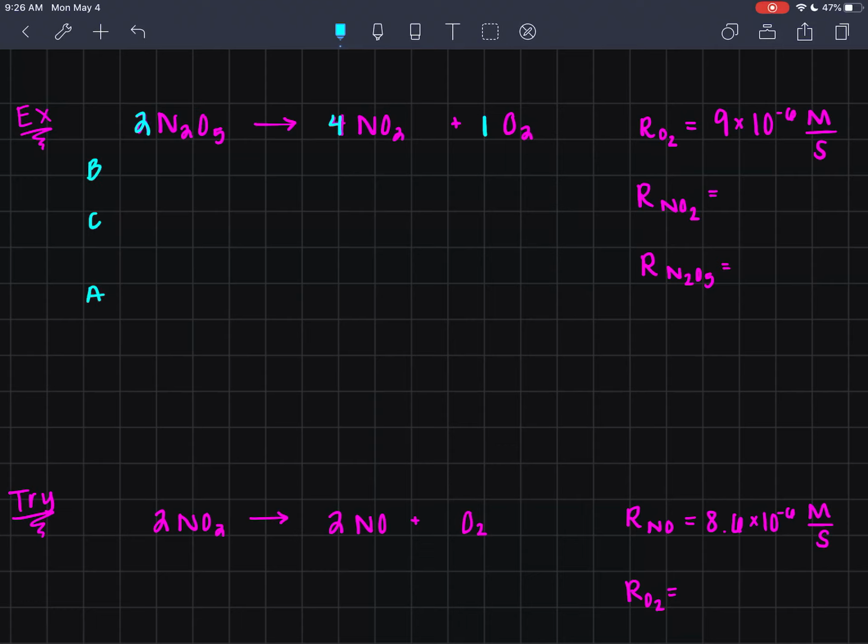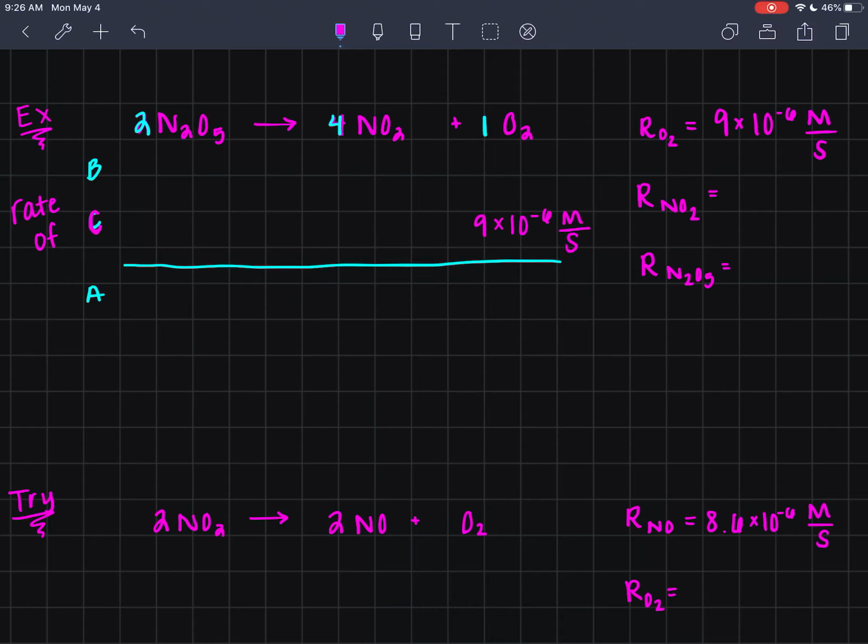BCA tables allow me to take advantage of those relationships with the coefficients, the mole ratios. So since we're talking about rates, a rate is usually a rate of change. So in my BCA table, the only row I'm really concerned with is the change row. I'm not really concerned with the before or after. I want to know how much is everything changing by. So I know that my oxygen is changing by 9 times 10 to the negative 6 molar per second.